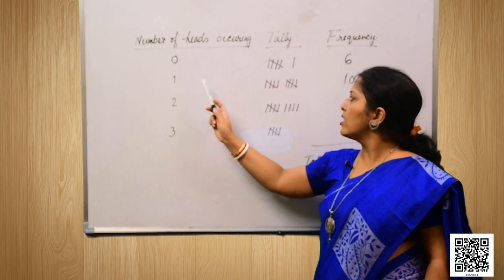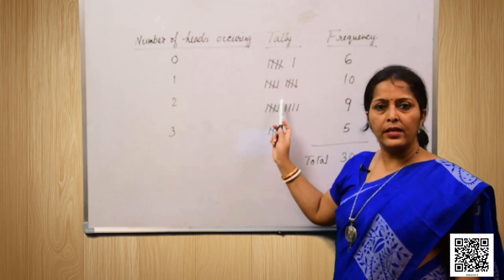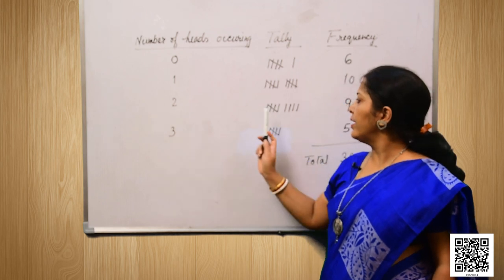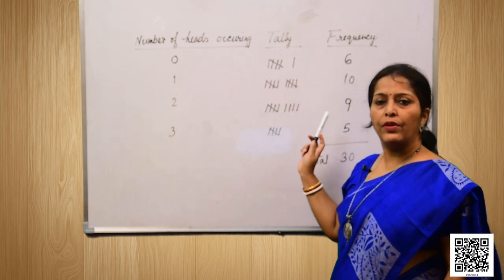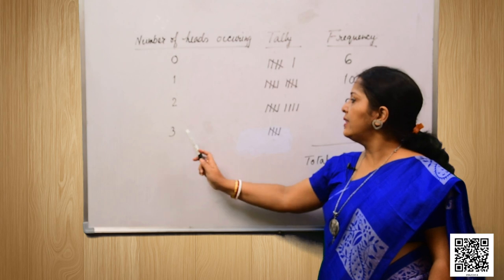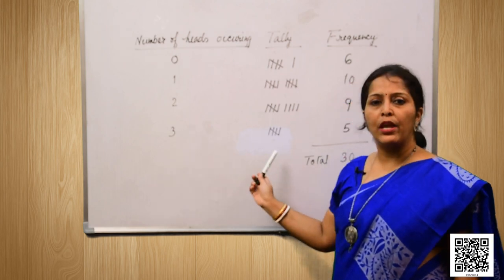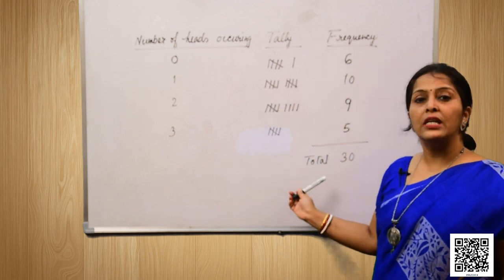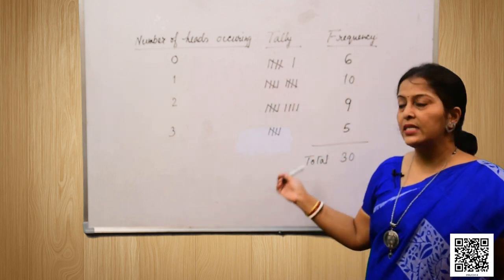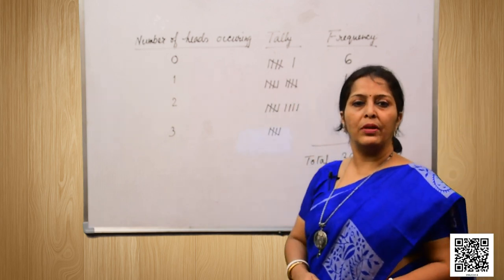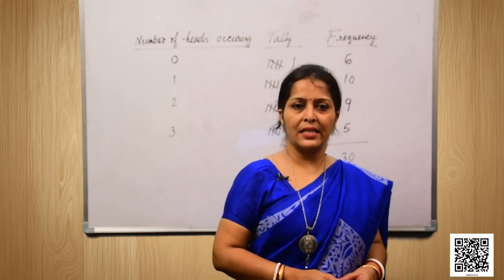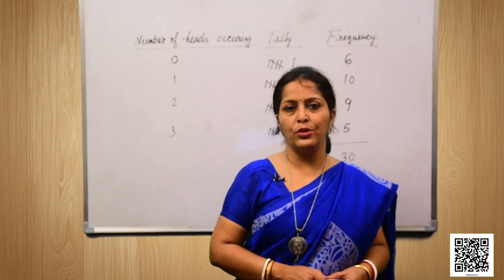Then 1 is occurring in a similar way 10 times, so the frequency is 10. 2 is occurring 9 times, so the frequency will be 9, and 3 is occurring 5 times, so the frequency is 5, and then the total is 30. So this is the frequency distribution table of the data given to us in question number 6. I hope it is clear to you all.